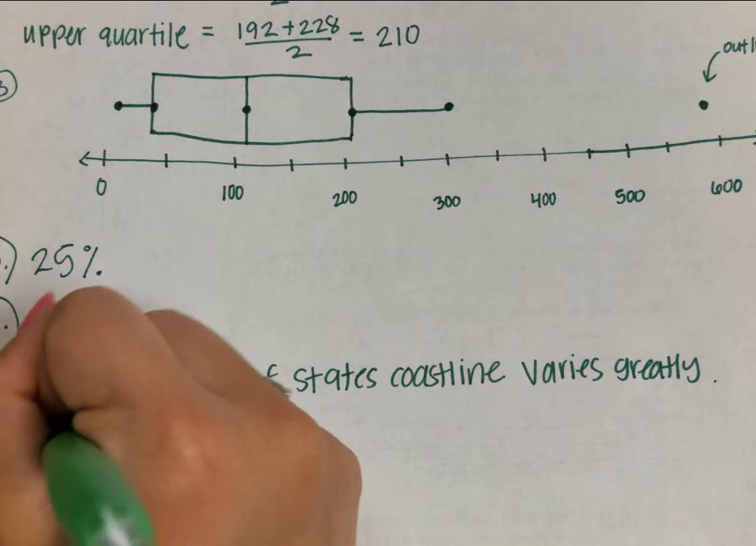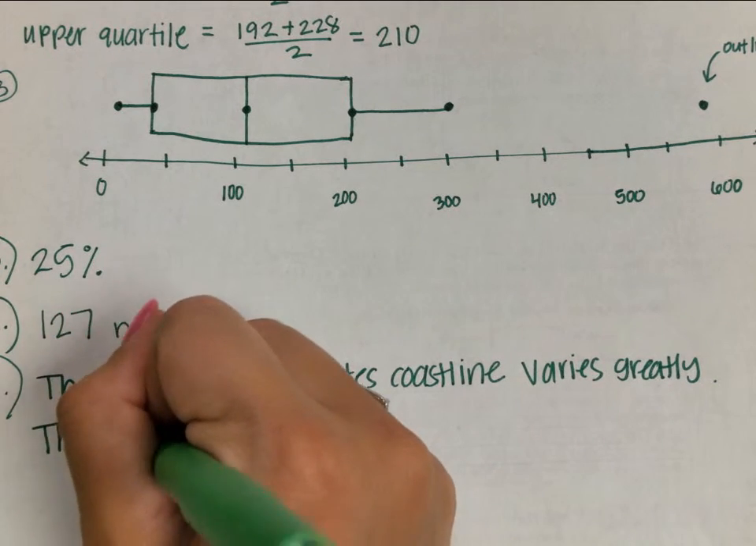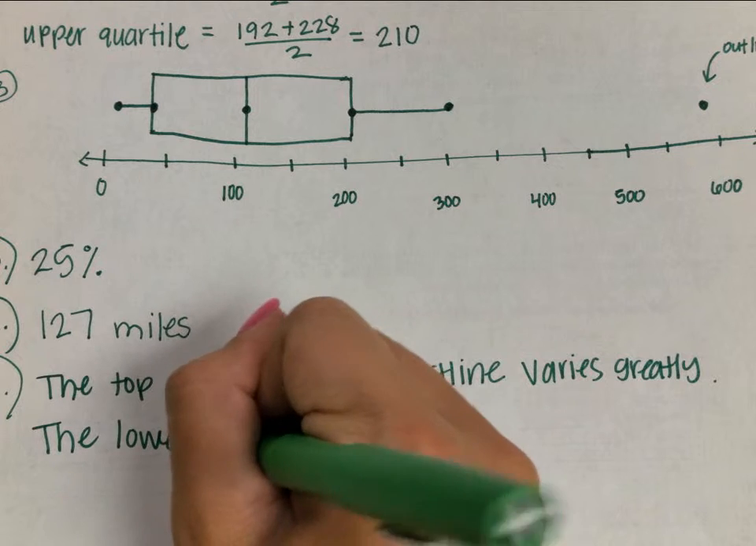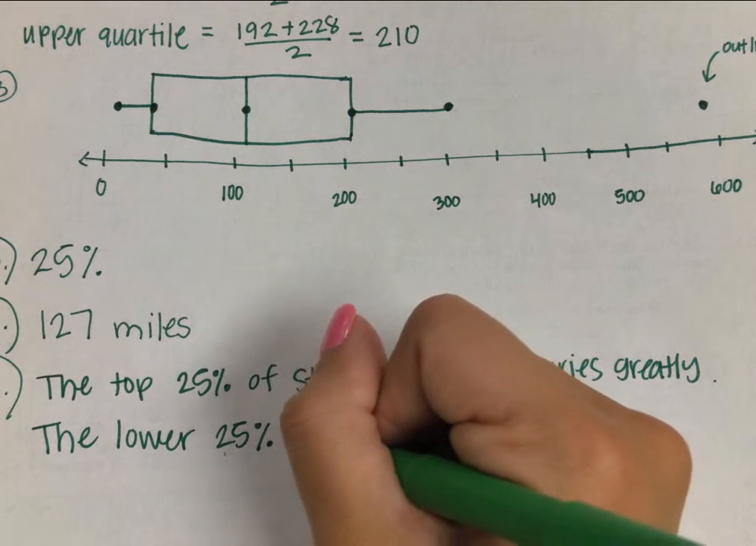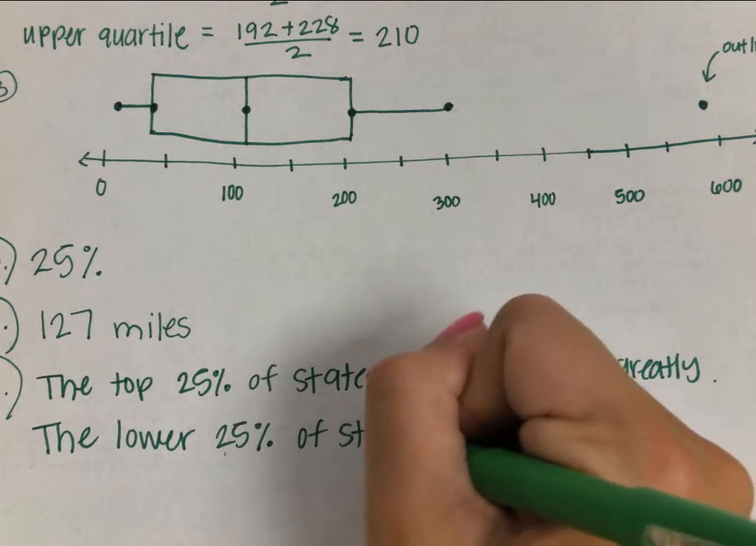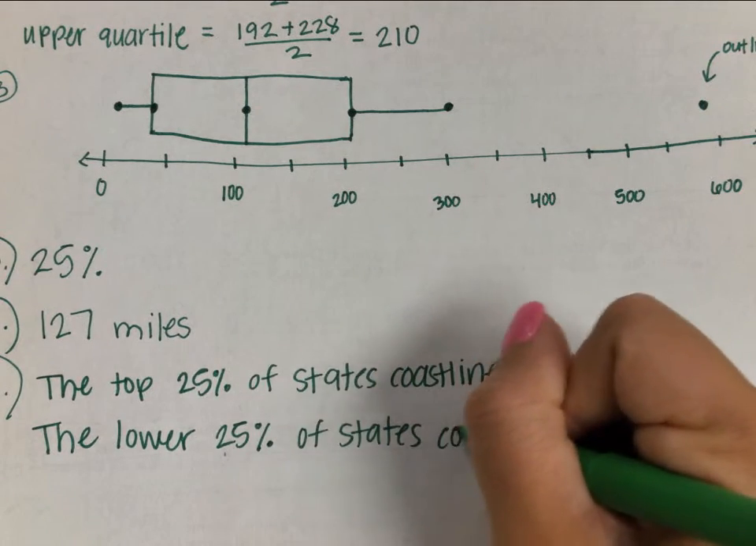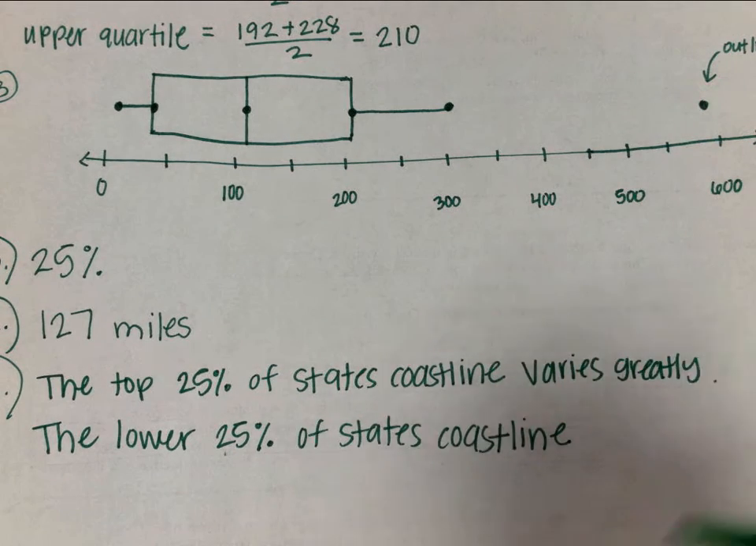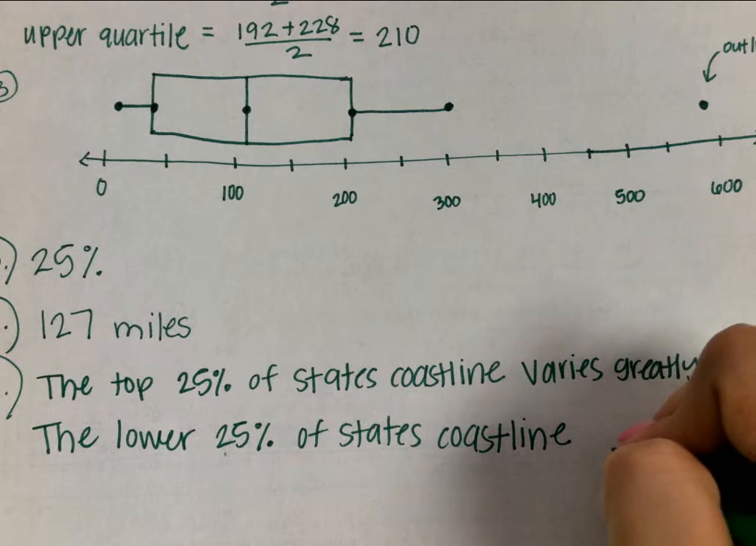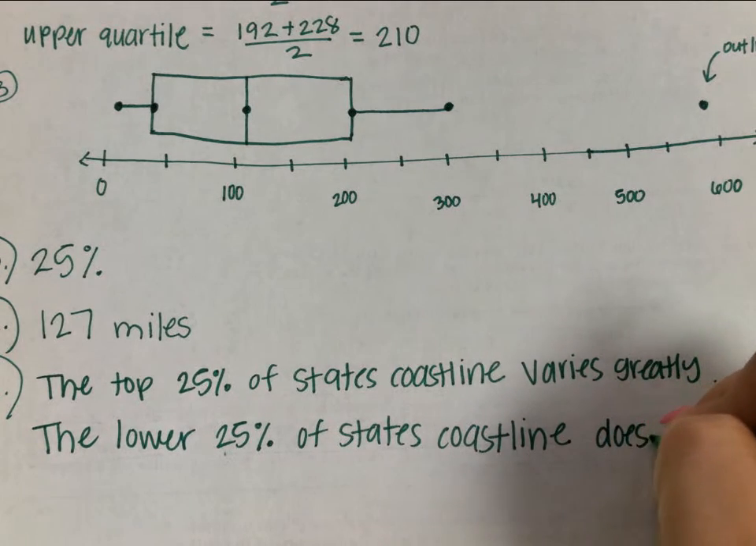Where the lower 25% doesn't have a lot going on. It's all pretty close to each other. So the lower 25% of state's coastline doesn't vary much.